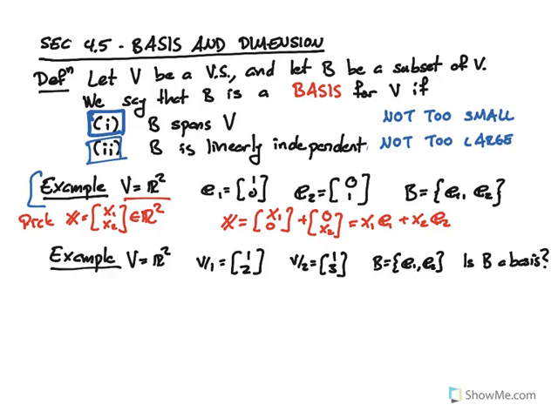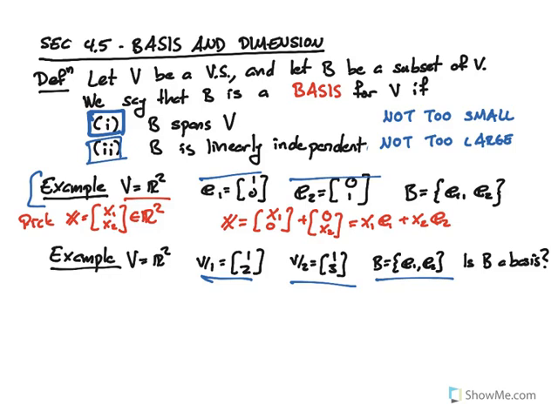But the basis is not unique. Almost invariably, if you have a vector space, you can have lots of different bases. Another one is given down here. We have the vectors V1 and V2, and they are certainly very different from E1 and E2 that we saw before, but this set is also a basis for R2.